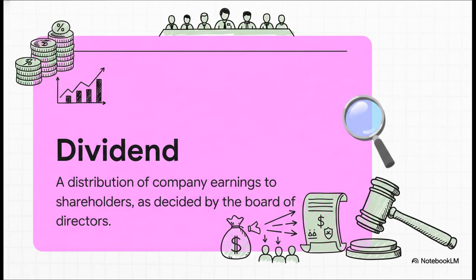Now let's unpack that sentence because every word there matters. First, the source: earnings. Specifically, dividends are paid out of an account on the balance sheet called retained earnings. And that's not just last quarter's profit, it's the total cumulative profit the company has earned and kept over its entire lifetime. Second, it's a distribution. That means real value is flowing out of the company. And third, and this is so important for understanding how corporations are run, the decision is made exclusively by the board of directors. Not the CEO, not the CFO. The board makes the call. It's a strategic decision, not an operational one.